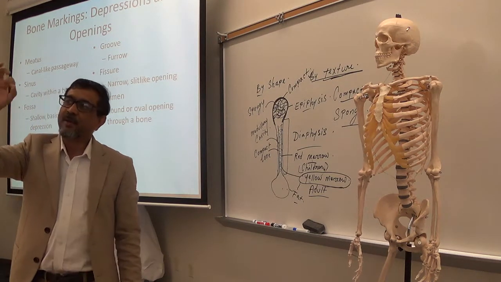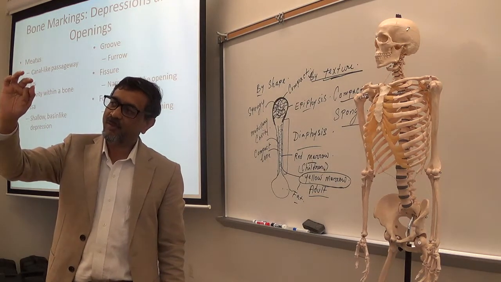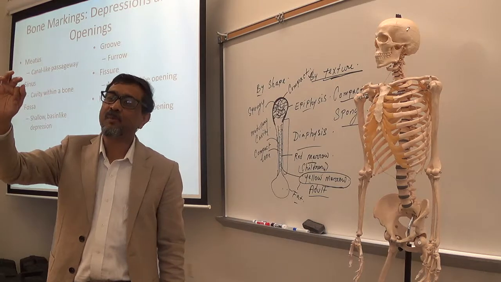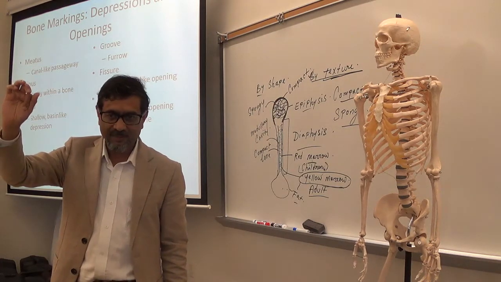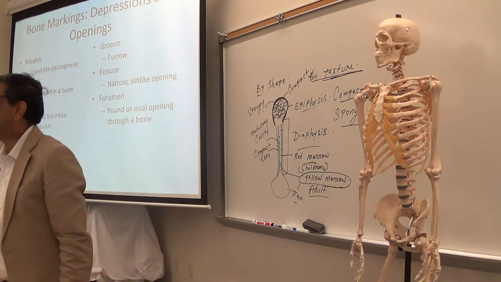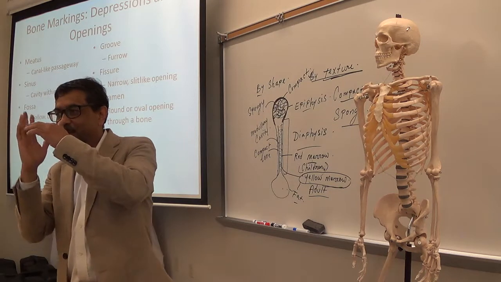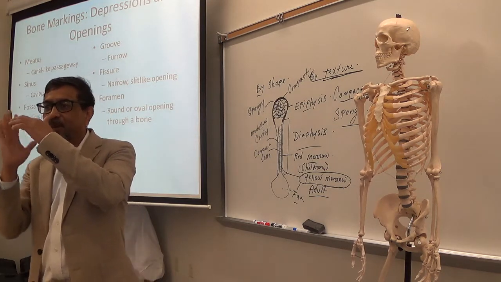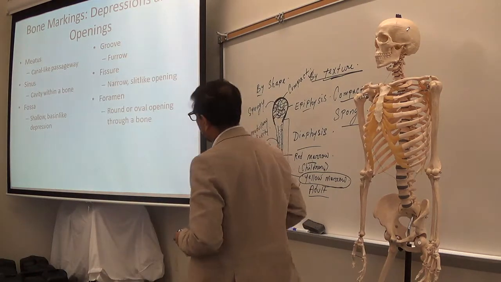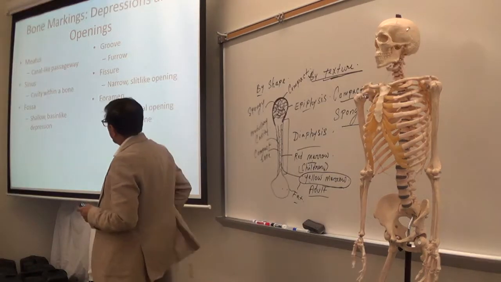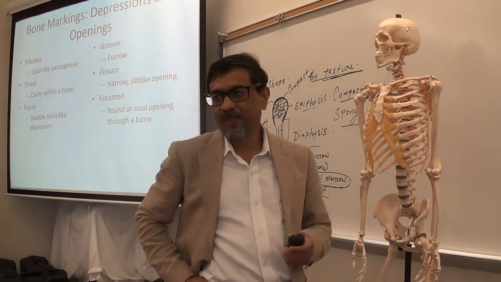Now, if the openings are very tiny, very small, they are foramina. So a foramen is large, foramina are small. Make sense? Do you remember the olfactory foramina in the ethmoid bone, right? Olfactory nerve fibers pass through them. Tiny holes. So those are the depressions and openings.